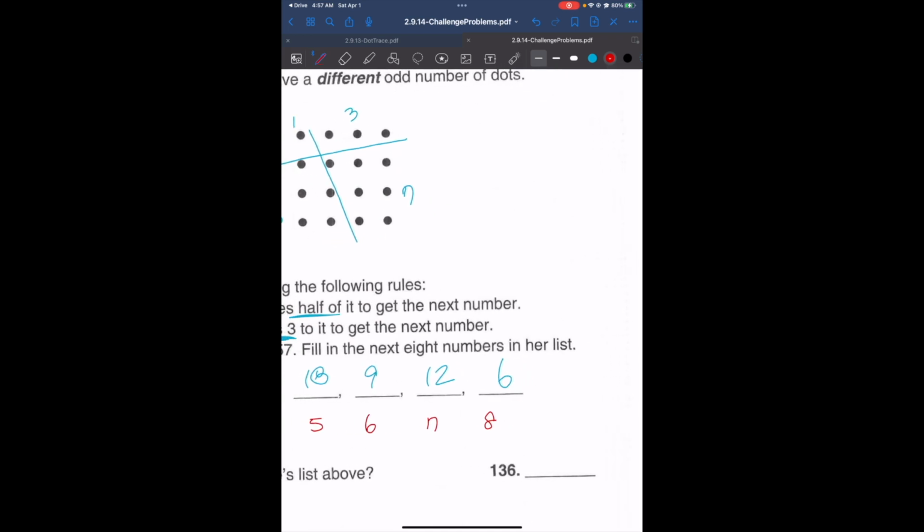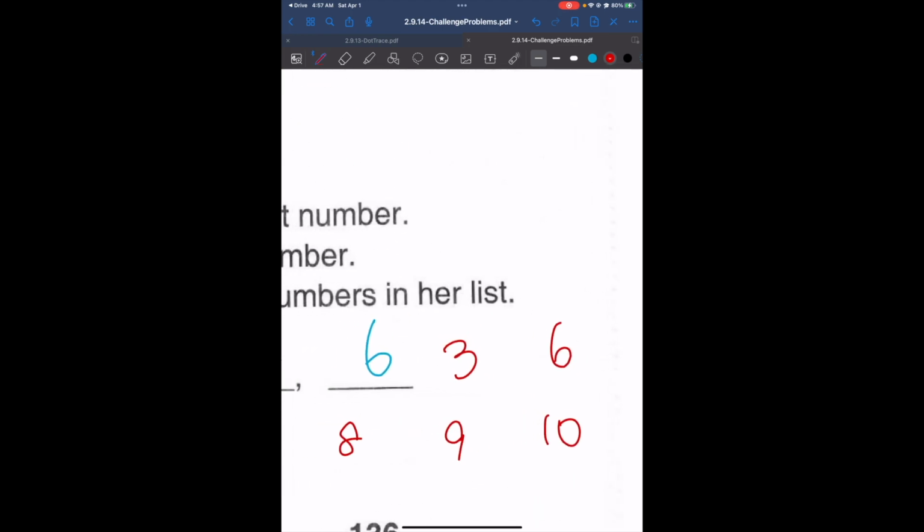And then just continuing on, we know that the ninth number is going to be 3 since we divide by 2, or we're taking the half since 6 is an even number. Then the 10th number is going to be 6 because 3 is odd. And then this pattern of 6, 3, 6, 3 is going to repeat.